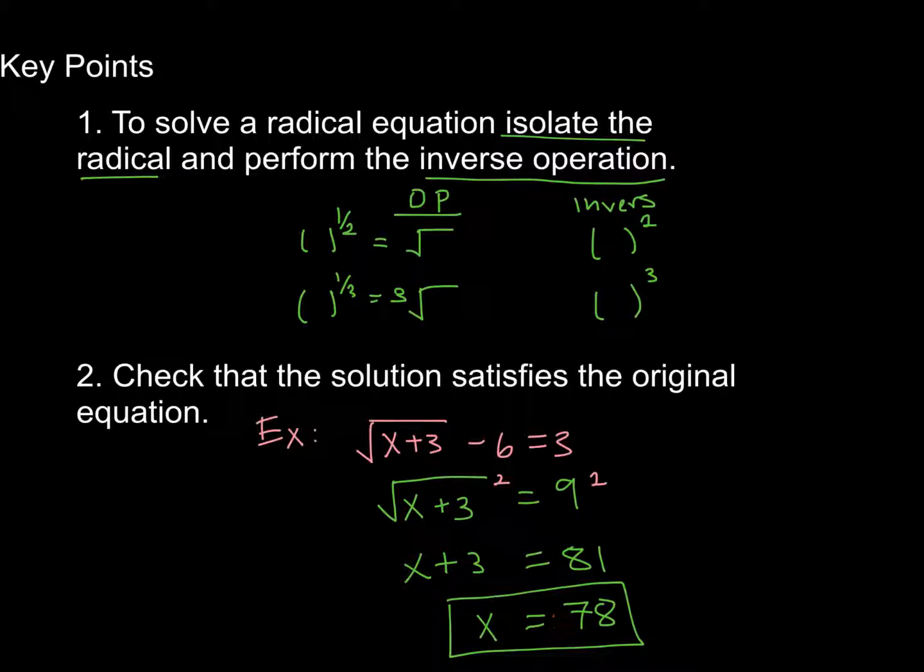Now I can go ahead and plug this back in, substitute it back in for x into my original equation. I will get the square root of 81, which is 9, minus 6, which is 3, and so it checks out.